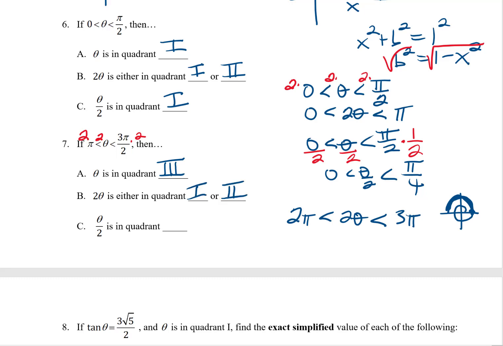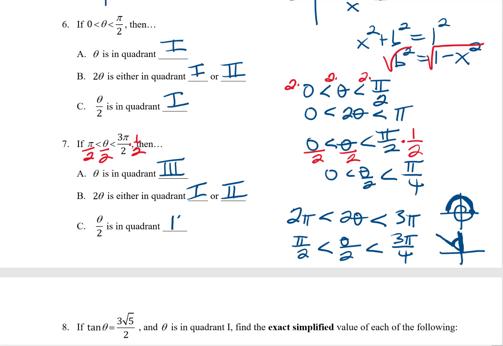What if I cut that original angle in half? Well, then instead of multiplying all the pieces by 2, I would divide all the pieces by 2, or I would cut them all in half is another way I could say that. That's going to give me pi over 2, theta over 2 in the middle, and 3 pi over 4 here. So my cut in half angle, my theta over 2, is between pi over 2, that's right here, and 3 pi over 4, which is right here. So somewhere in this section, which is obviously in quadrant 2.